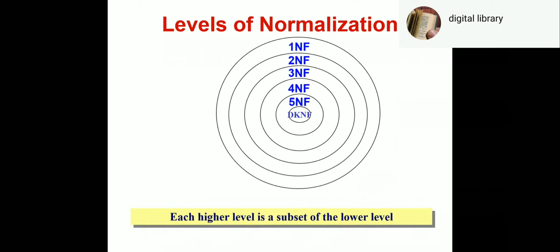Now, this slide explains that higher normal forms are subsets of lower normal forms, which means if a database is in third normal form, it is already in first normal form and second normal form. If a database is in fourth normal form, it is already in third, already in second, and already in first. Are we clear on this concept? Yes, sir, there is one more normal form, BCNF. That's not written in this diagram, which is between third and fourth. After third and before fourth is BCNF. Okay.